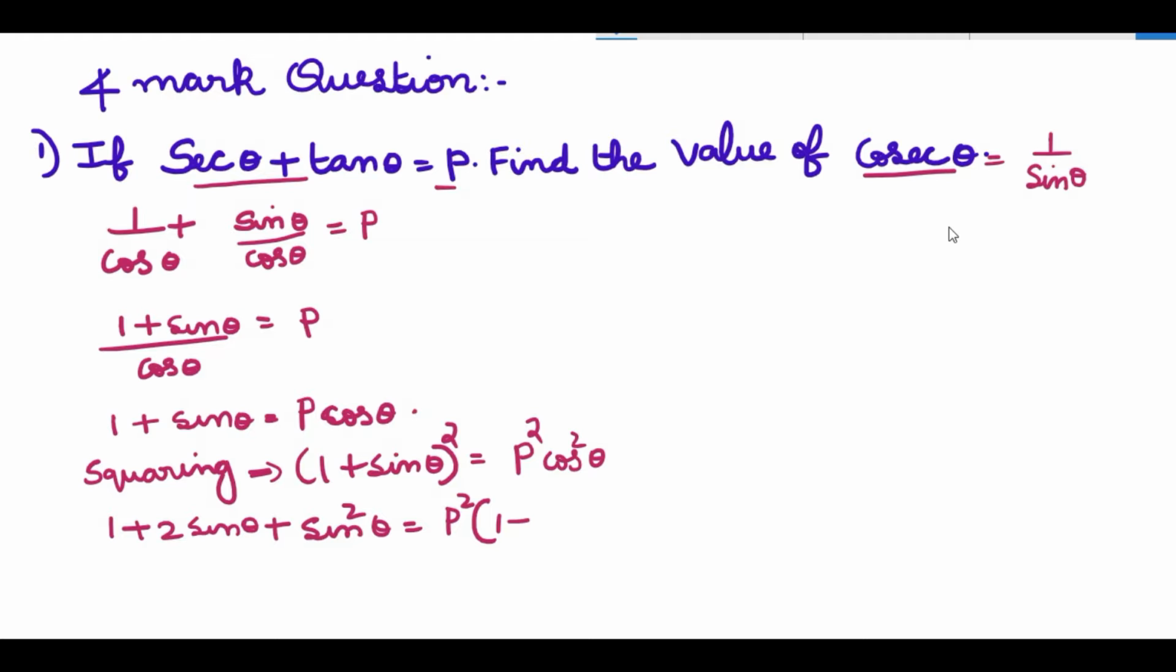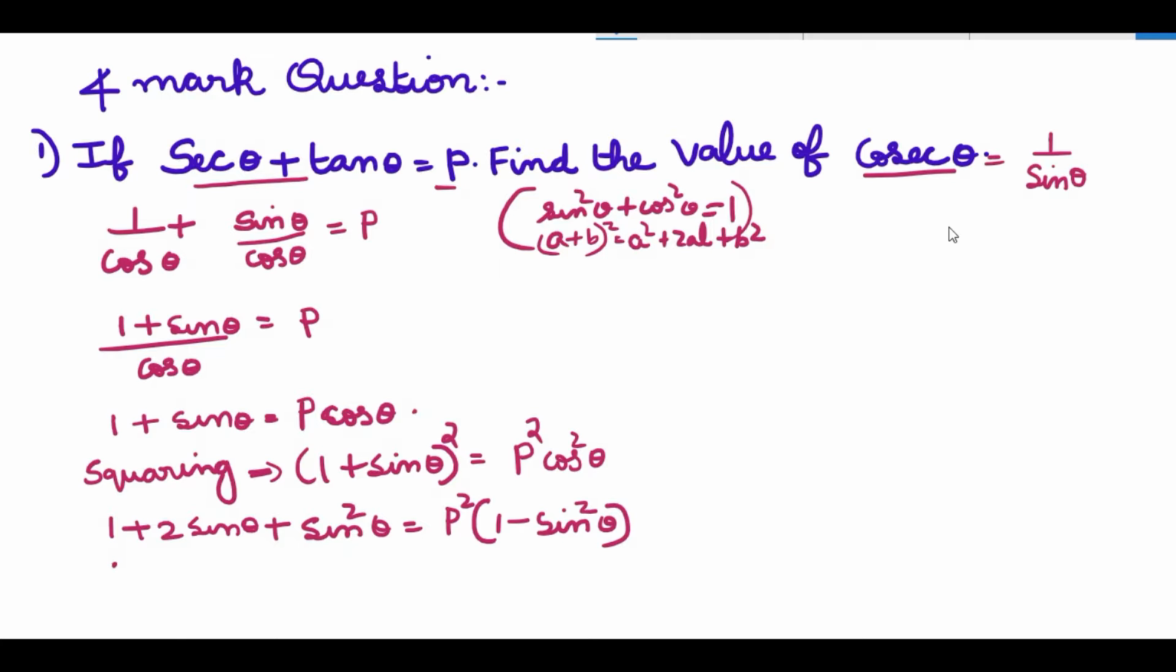I am going to write 1 minus sin square theta. We are going to use the identity. We have used the identity sin square theta plus cos square theta equal to 1. So when you take sin square theta to the other side, it will become 1 minus sin square theta. Also on the left side, we have used the identity a plus b the whole square equal to a square plus 2ab plus b square. So left side and right side we have simplified.